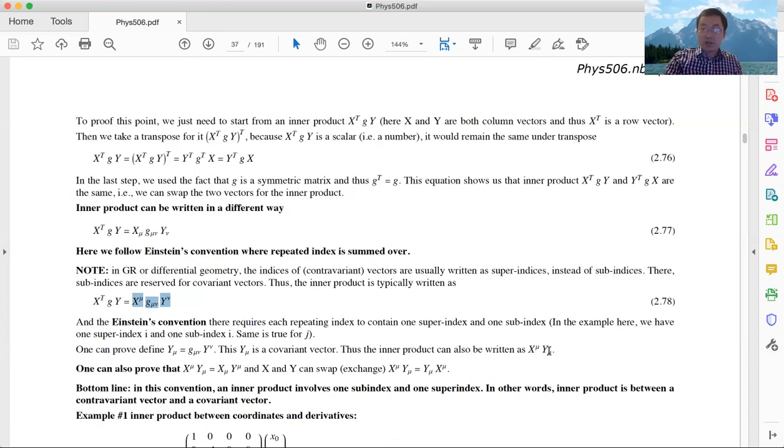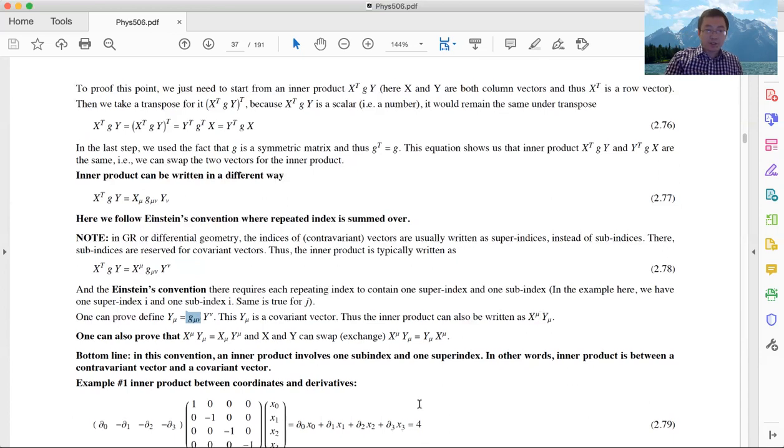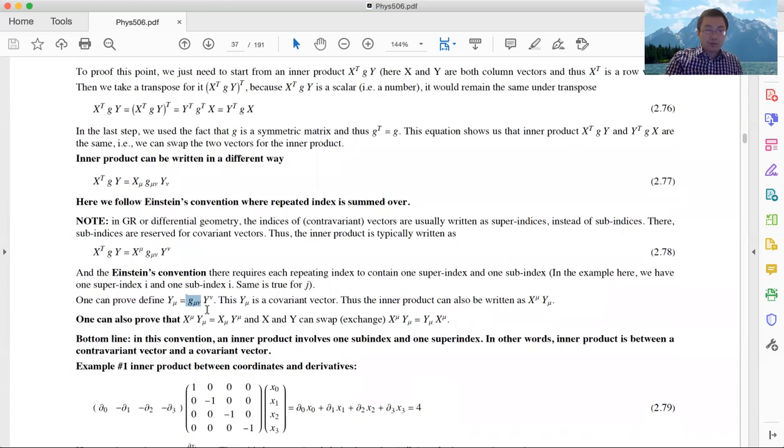We only have x, y. We don't need to write down the metric tensor. But in reality, the metric tensor is there, because we need to use the metric tensor to define what y sub mu is. Anyway, this is just a terminology issue. For this inner product, we can show that x^mu y_mu, with x having a superindex and y a subindex, is the same as x_mu y^mu, where x has the lower index and y has the upper index. We can also prove that if we swap x and y, switching the order, it is still the same.